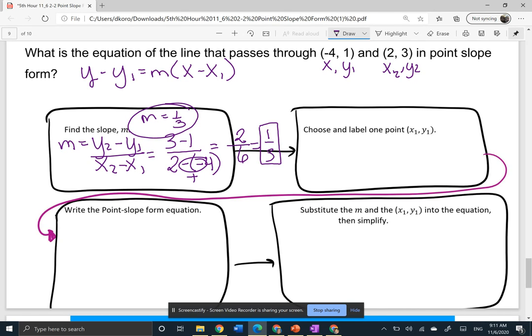Now choose and label 1 point. So it doesn't matter which one we pick. And actually, I've said here to pick x1, y1, but I'm going to choose this point. And the reason I'm going to choose that point is because both of those numbers are positive, and always when we're working with positive numbers, it is much easier. Okay, so we're going to choose x2 and y2, and that's okay. So this is going to be 2 and 3. And this is what we're going to substitute into the point slope formula. So we're going to rename it to x1, y1. So this is the one we choose.